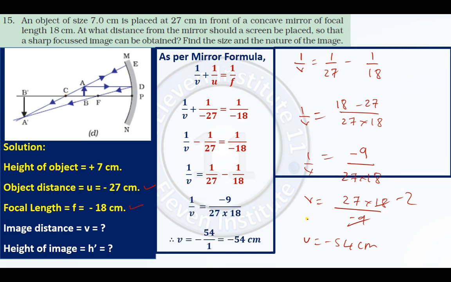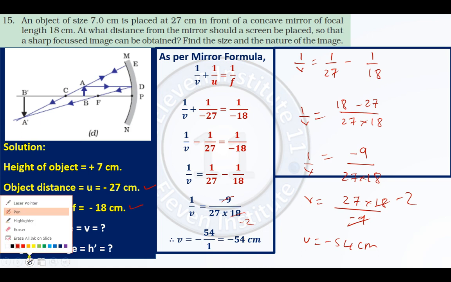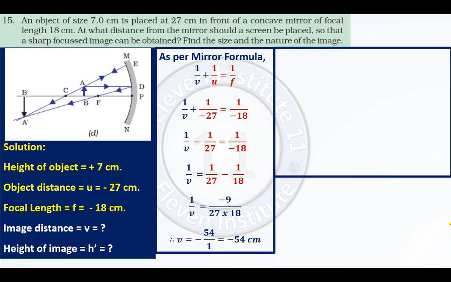So these are the steps. Right? After cross multiplication, inversion, we get like this. This minus 9 will cancel over here. Minus 2 times 27 into minus 2 is minus 54. It will go above and it will become only minus 54 centimeters. The negative sign over here indicates that the image is formed on the left side of the mirror. Right. Now simply we will apply the formula of magnification.